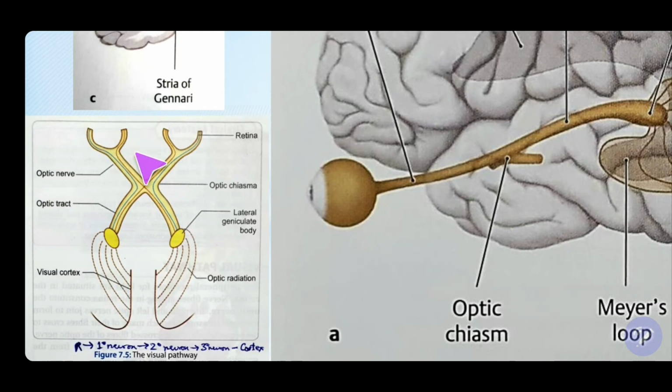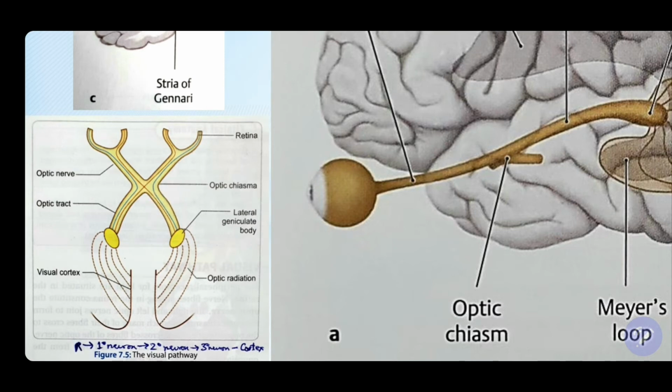So what you are seeing is the visual pathway. This is the retina, right. So you have the nasal hemiretinae and the temporal hemiretinae of the two sides, right. And these are the nerve fibers of the ganglion cells, the second order neurons, forming the optic nerve.